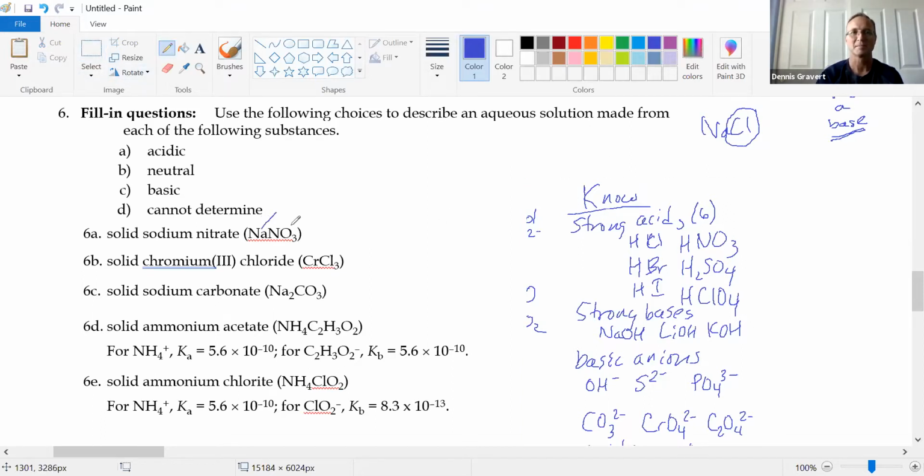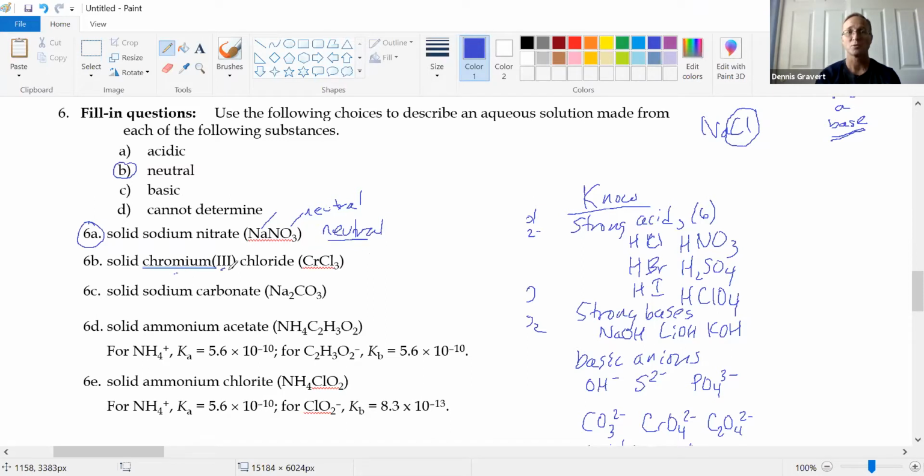Okay, sodium nitrate. Is nitrate one of the basic anions? It is not. Hydroxide, sulfide, phosphate, and then a bunch of C's, carbonate, chromate, oxalate. Nitrate's not on the list. This is neutral. It's not a basic anion. And sodium, it's always a spectator. It doesn't do anything. That's neutral too. So we expect that solution A, putting some solid sodium nitrate in the water, is going to result in a neutral solution. It's not going to change the pH.